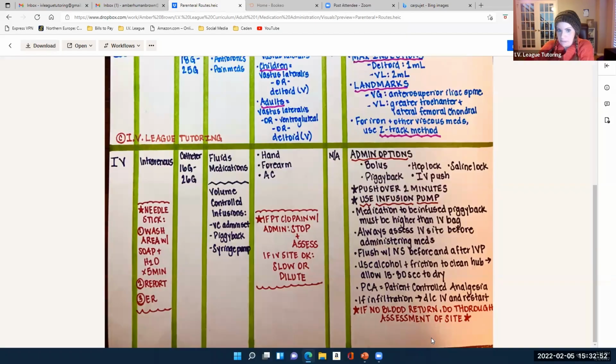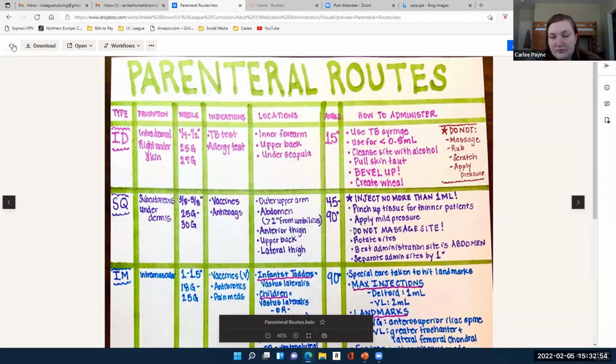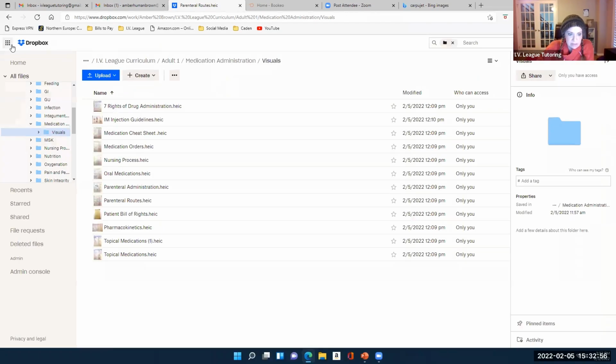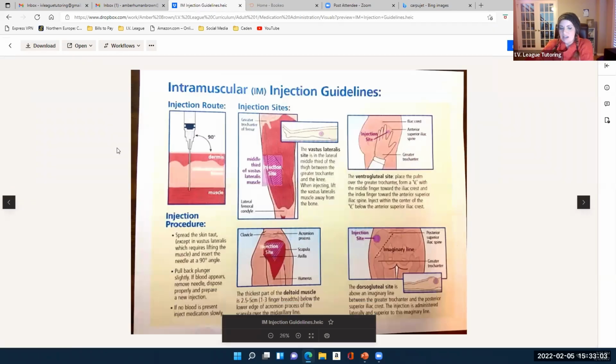Got it? Okay. And then the last thing, I'm just going to show you this. I don't need to go over this with you, but I've included this cheat sheet for you. It'll tell you exactly how to do the procedure. They really like to ask about IM. So it'll give you your landmarks and exactly what you need to know, because this is very highly testable.